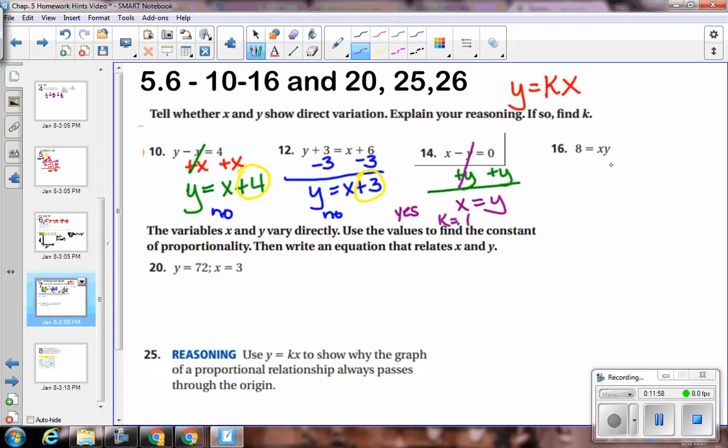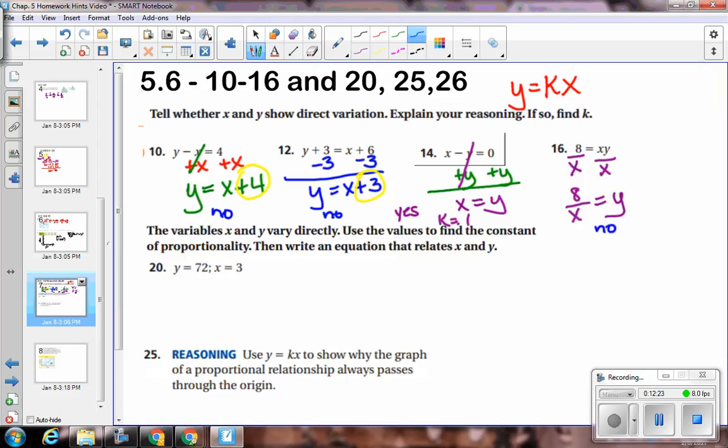Okay, and our last one, in order to get y by itself, we have to divide by x. So we're left with this: 8 divided by x equals y. Okay, that does not follow the form of some number times x. That's 8 divided by x. So that's another no.